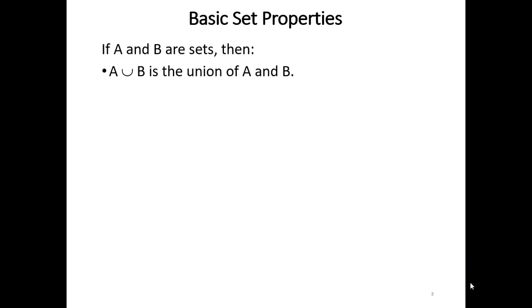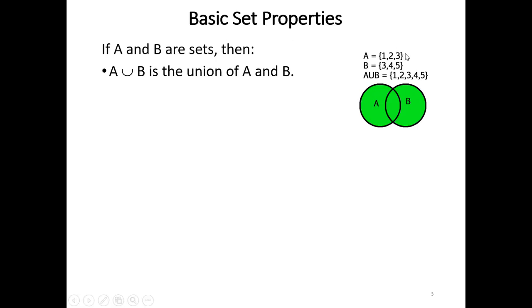So we begin our discussion of set properties with a very fundamental set operation. Suppose that A and B are sets. Then the union of sets is denoted by A with this little symbol that looks like a U and a B. So this is the union of sets. And here's a nice, easy example. We could see if A contains the elements 1, 2, 3, B the elements 3, 4, 5, then A union B would be 1, 2, 3, 4, 5. And this green shaded area represents A union B.